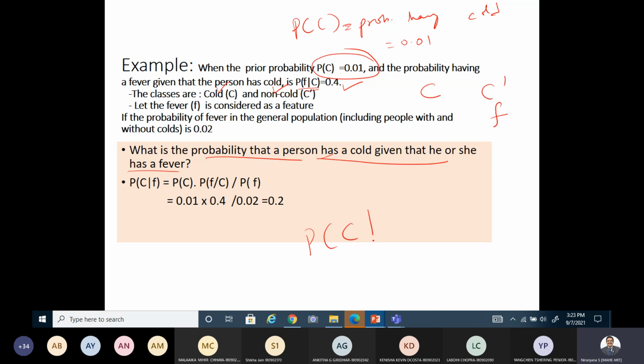Probability of having cold, given that he or she is having fever. F is for fever, as a feature for a subject. This you need to calculate. From the Bayes theorem, you can try to calculate this like this. It is expressed in Bayes theorem as P of C, P of F given C, to that of P of F.